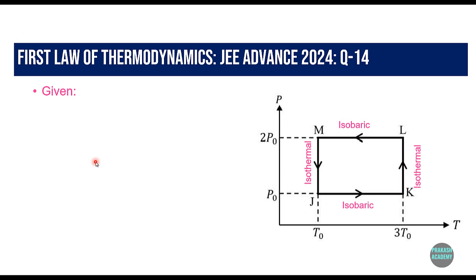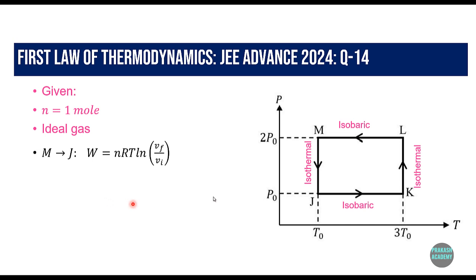So let us first consider what are the things that is given. So we have been given this is a 1 mole of gas and this is the ideal gas, so we can apply PV equals to nRT, and it is also given this is a monatomic gas. This means CV equals to 3 by 2R. Now let us consider process M to Z. In this process temperature is constant and temperature is basically T naught. Such kind of process is called isothermal process.